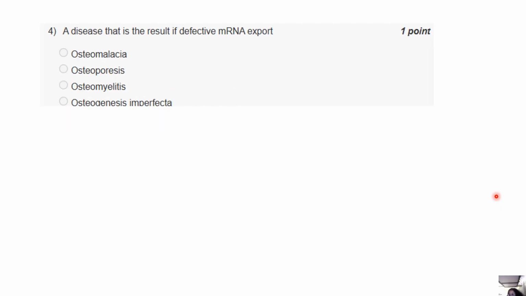Moving on to the next question for today. A disease that is the result of defective mRNA export is: osteomalacia, osteoporosis, osteomyelitis, osteogenesis imperfecta. Anybody?